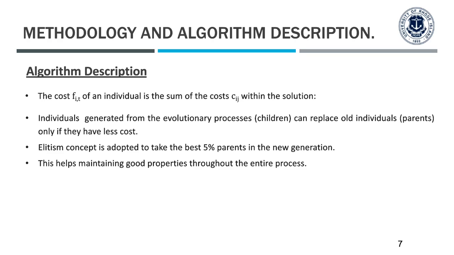Individuals generated from the evolutionary processes, called children, can replace old individuals, called parents, only if they have less cost. The elitism concept is adopted to take the best 5% of parents into the new generation. This helps maintain good properties throughout the entire process.